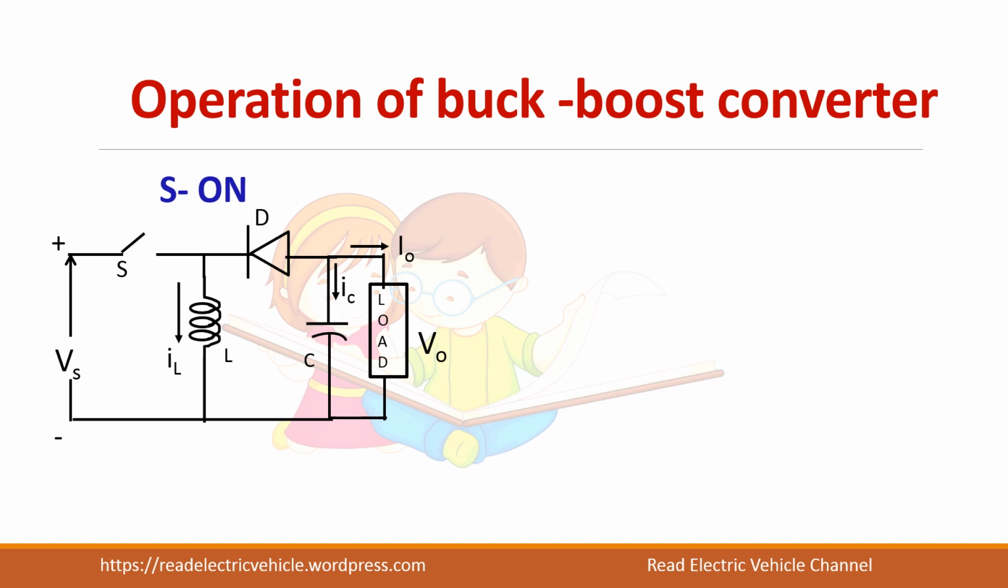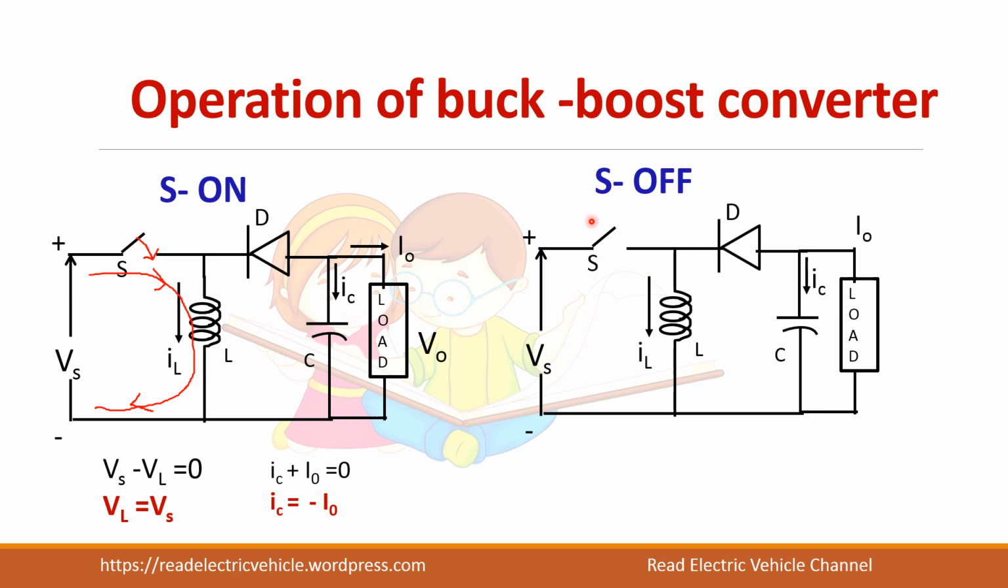Let us consider the on condition. In the on condition, when the switch is on, the current flows through the inductor, or the inductor stores the energy. If you write the KVL, Vs minus VL equal to 0, so VL equal to Vs, or the inductor voltage is equal to the supply voltage. At the same time, I have taken the load current in this direction and the capacitor current in this direction. So IC plus I0 is equal to 0, IC is equal to minus I0. In this period, the diode is in the turn off condition.